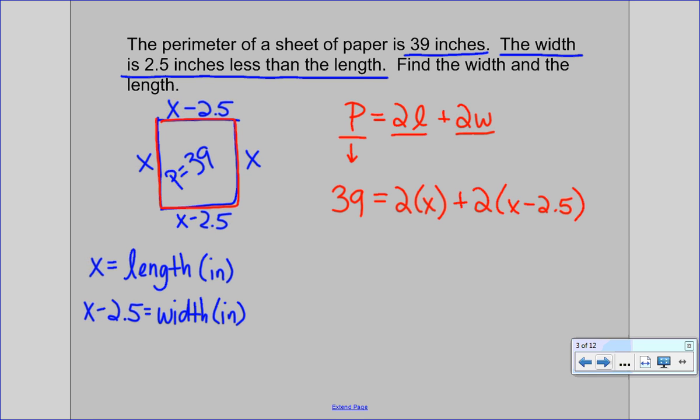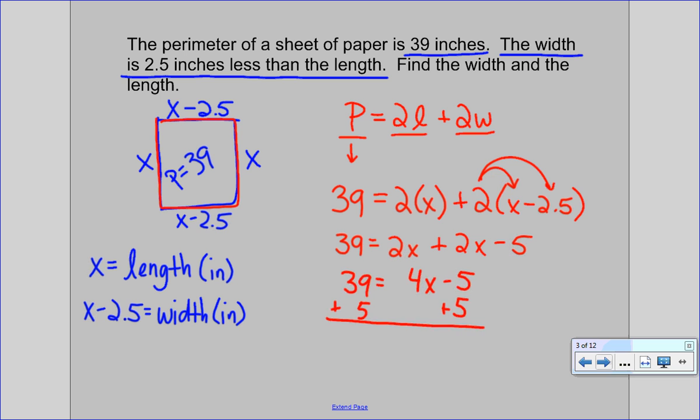Now I want to try to solve it. Let's begin by doing our several steps here. I'll distribute my 2 to get 2x minus 5. I'll combine like terms. 2x plus 2x is 4x. Add 5. 44 equals 4x. Therefore, x equals 11.